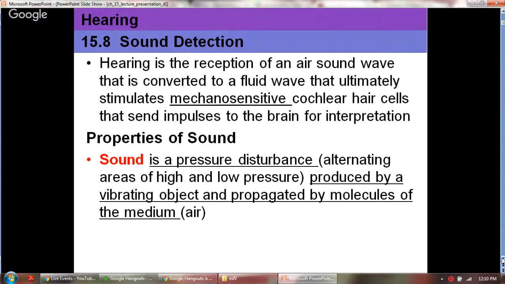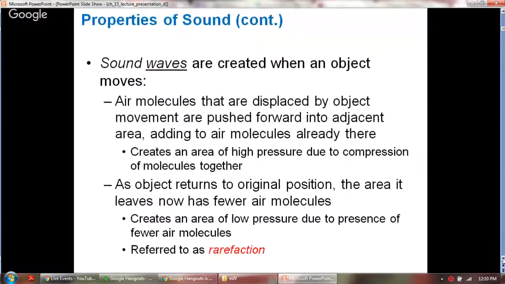Sound is a pressure disturbance, alternating areas of high and low pressure, which is produced by a vibrating object and propagated by molecules of the media, which is the air. Sound waves are created when an object moves. The air molecules displaced by the object movement are pushed forward into the adjacent area, adding to air molecules already there. So it creates an area of high pressure due to the compression of molecules together.